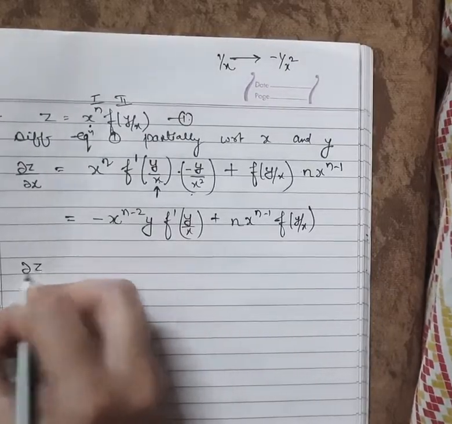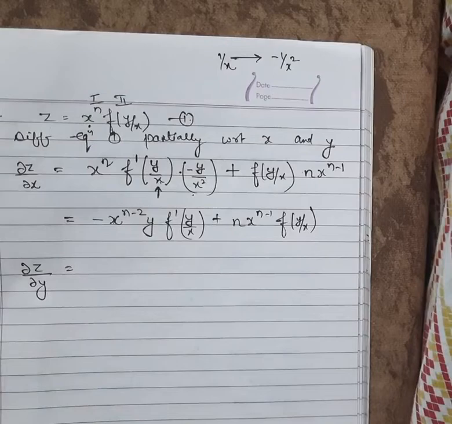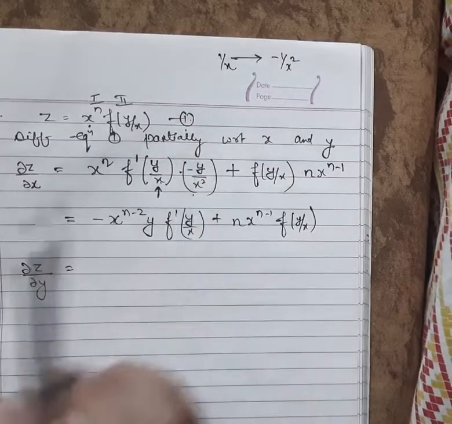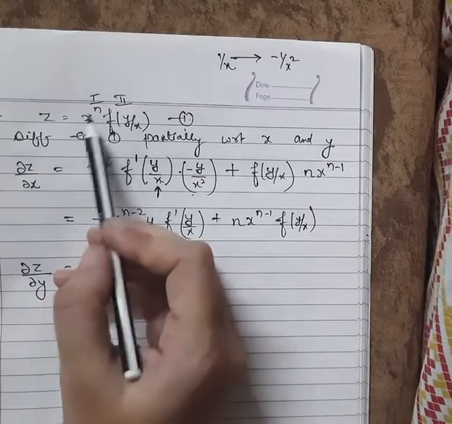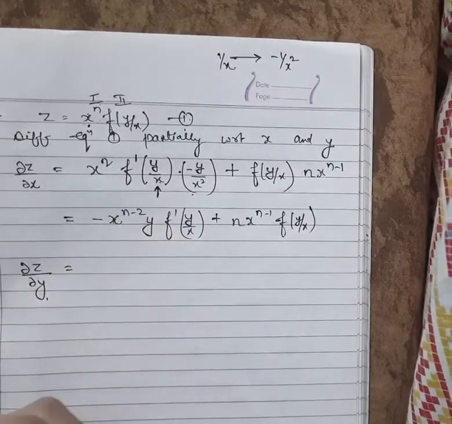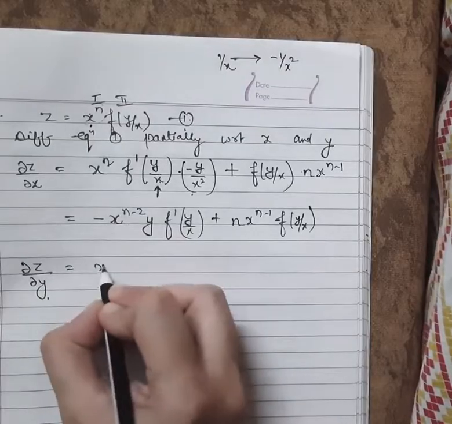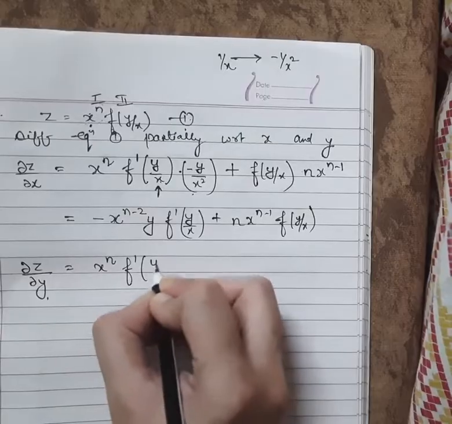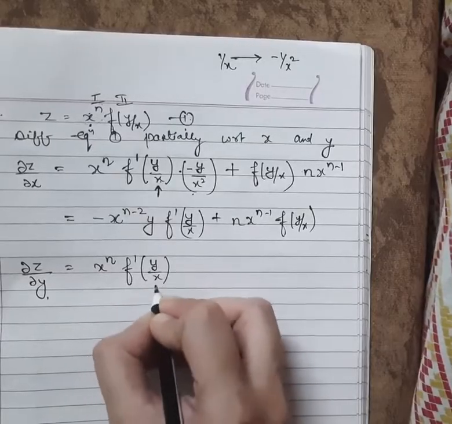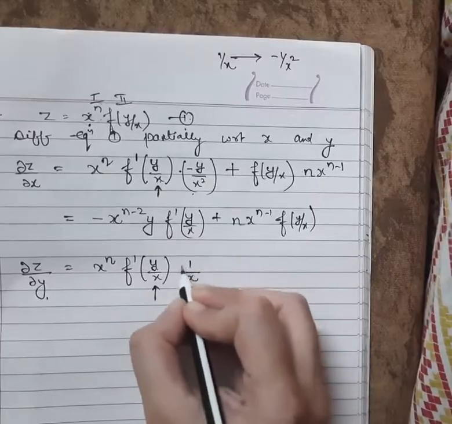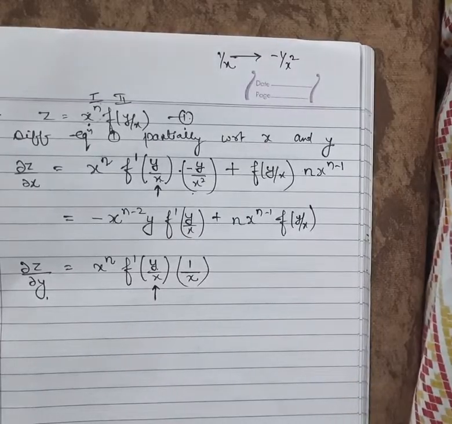Similarly, we can go for curl z by curl y. Now see, from equation 1, now I am going to differentiate with respect to y. This term x raised to power n is constant for y, right? So there is no need to apply product rule. Constant term as it is, derivative of f is f dash y upon x, derivative of the angle, x is the constant one here, and derivative of y is 1.